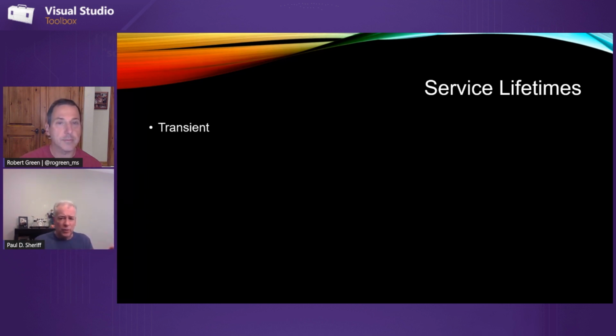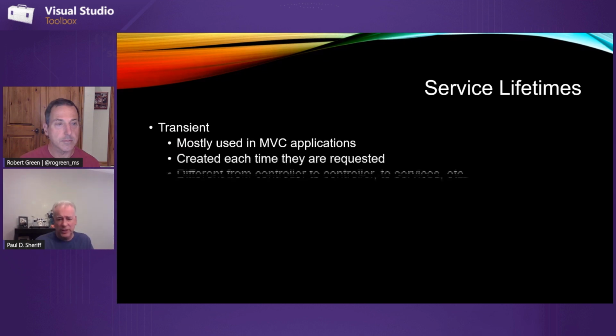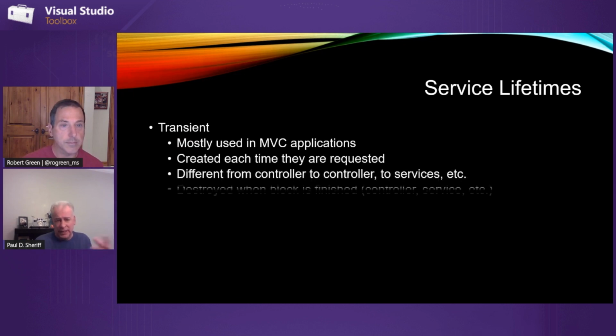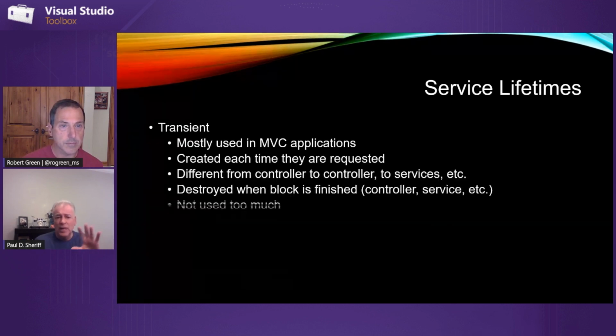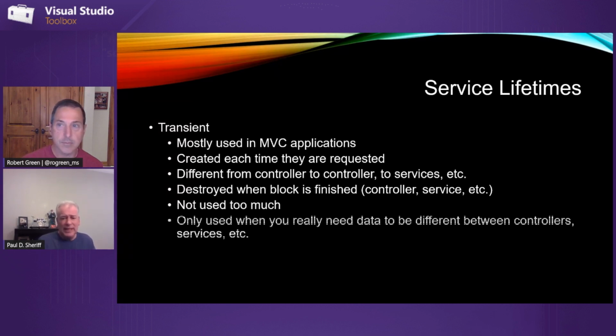Now, transient is another one. I'm just going to mention it really quickly. It's mostly used in MVC applications. It's created each time it's requested. And this could be different from controller to services. And then again, it's destroyed when the block is finished. So these aren't used too much, and they're really not used at all in MAUI, I don't think. I've never used one. I haven't seen a need for it. But we use these when we really need the data to be different between controllers or even methods within a controller. So not used that much, really.